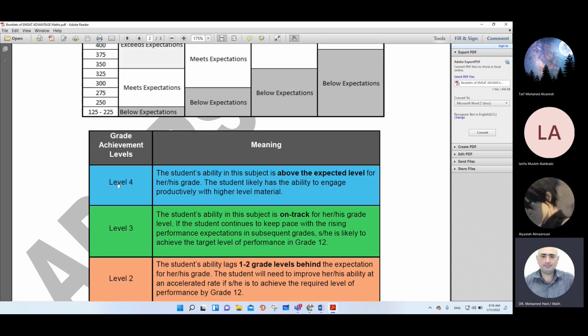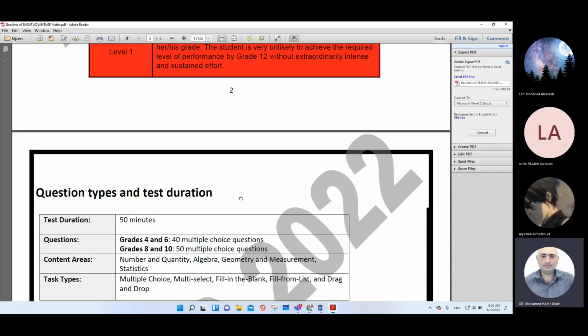And level 4, the high level: the student's ability in this subject is above the expected level for his or her grade. So the student likely has the ability to engage productively with higher level material. Okay.